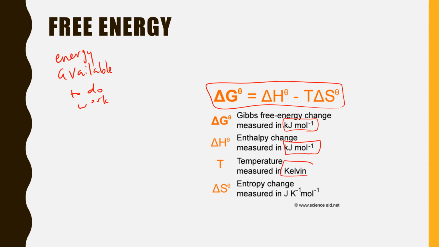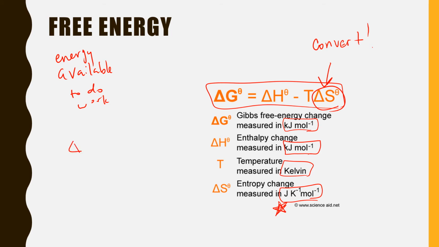T, of course, is measured in Kelvin. But look here. Your delta S is measured in joules per mole Kelvin. So don't ever forget that you have to always convert this delta S value before you plug it in, so our units will be able to agree with one another. Okay, so always convert your delta S to kilojoules.